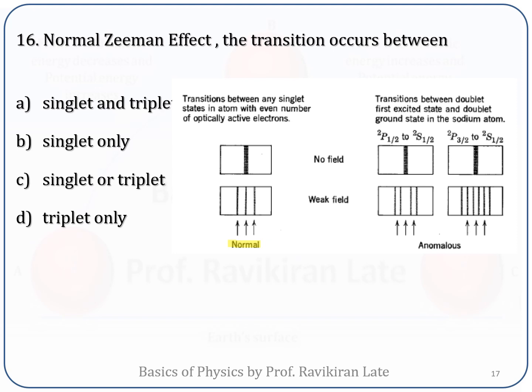So this is normal Zeeman effect. In case of an anomalous Zeeman effect, you have a transition between the doublet first excited state and doublet ground state in the sodium atom. So here you can see, in normal Zeeman effect, the transition occurs between the singlet states only. While in case of an anomalous Zeeman effect, it is a doublet state. So the correct answer for this question is option B, which is a singlet only state.